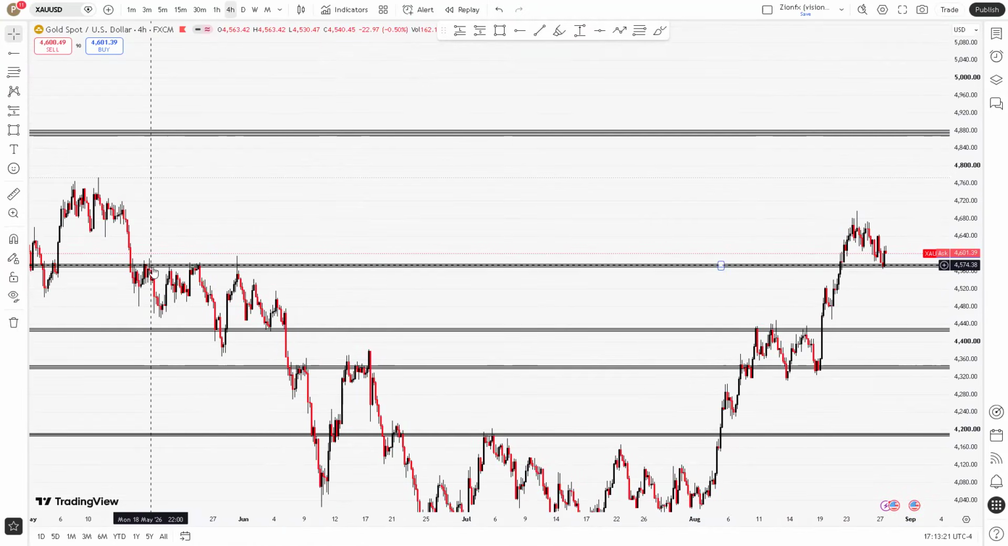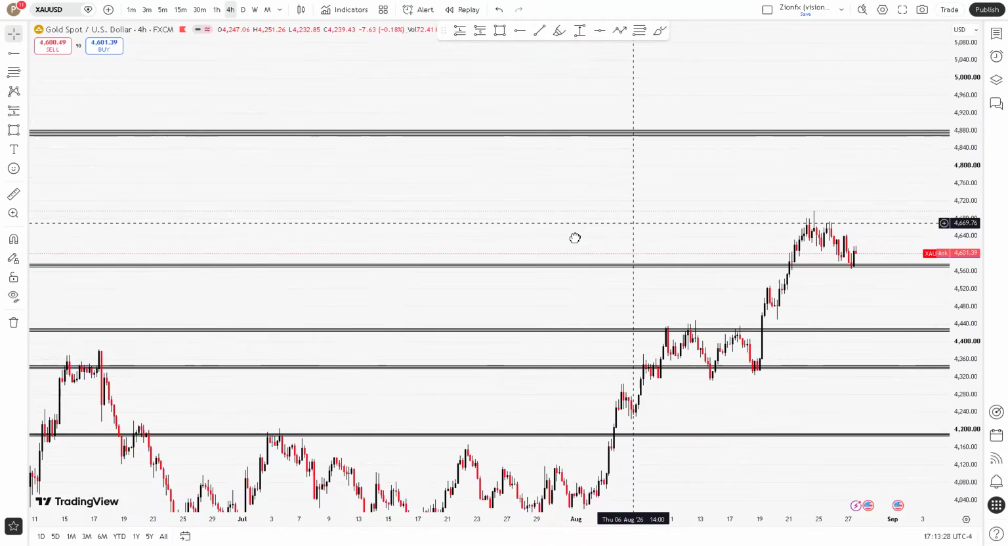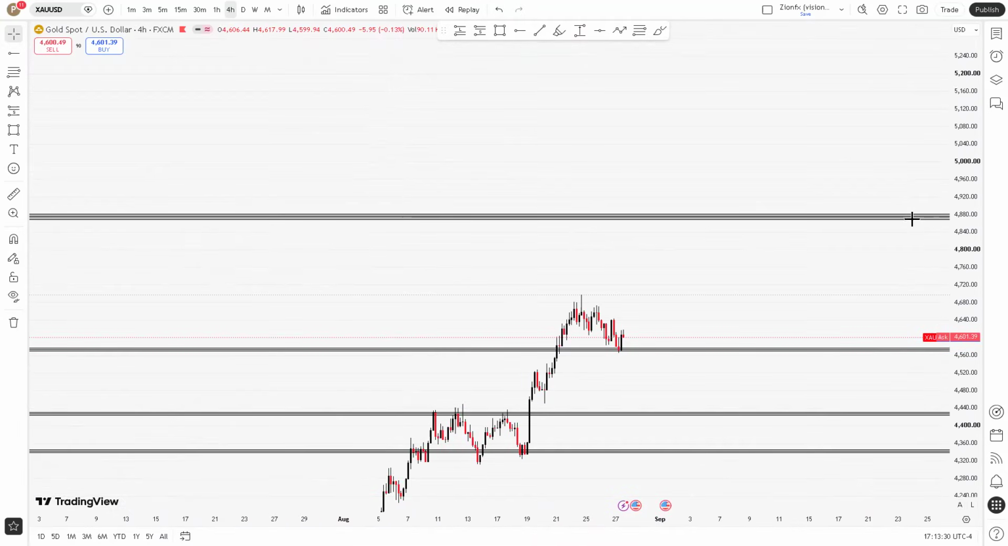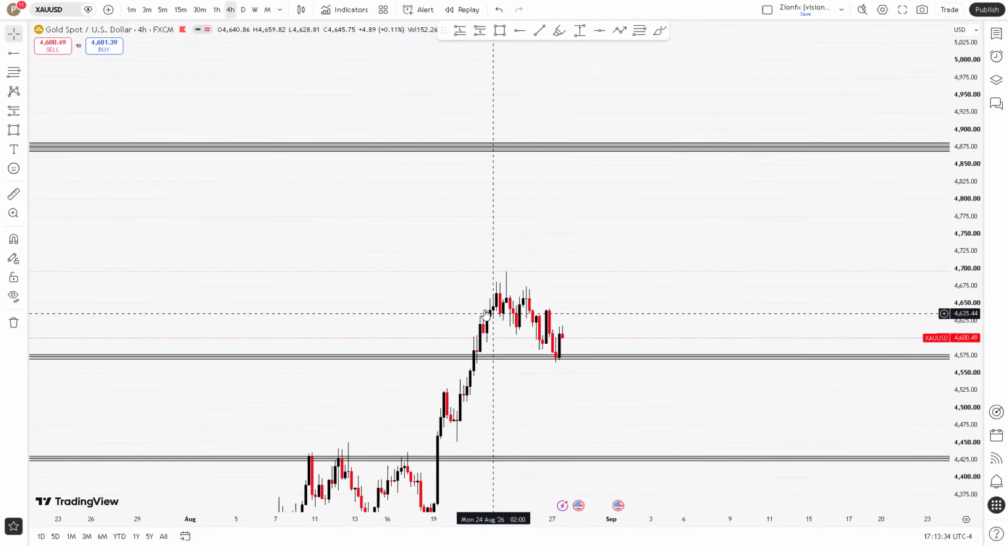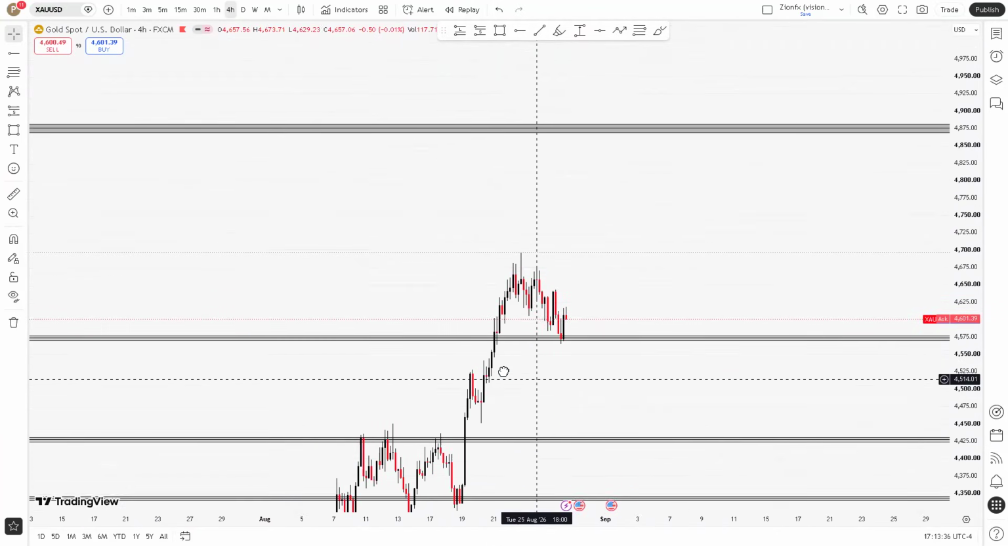You can see the market tapped here and dropped about 1, 2, 3, 4 times. The market reacted from that level. Now the market has finally broken that level. There might be more possibility of gold pushing to the upside.